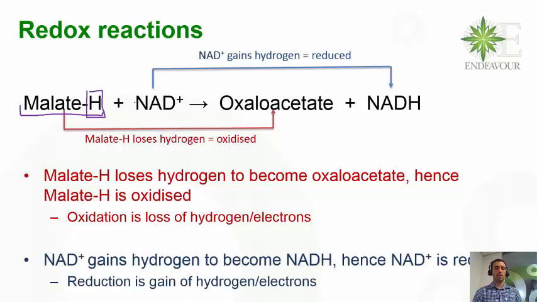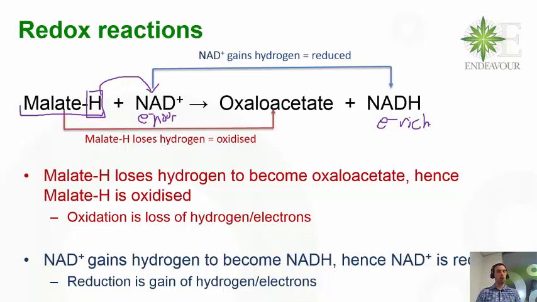Whereas the coenzyme, in this case NAD+, is actually going to accept the hydrogen from malate. And we know that when something accepts hydrogen, that means it's being reduced. We can see that the result of that is that the coenzyme turns from an electron poor form into the electron rich form. Because remember that accepting hydrogen is equivalent to accepting electrons, because each hydrogen contains an electron. So we've turned the coenzyme into an electron rich form via a reduction reaction.